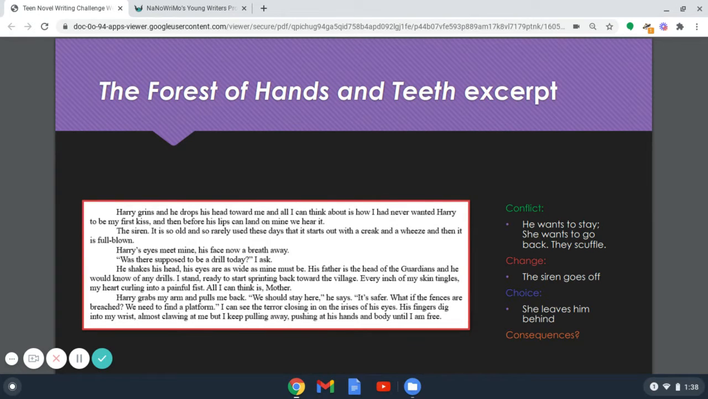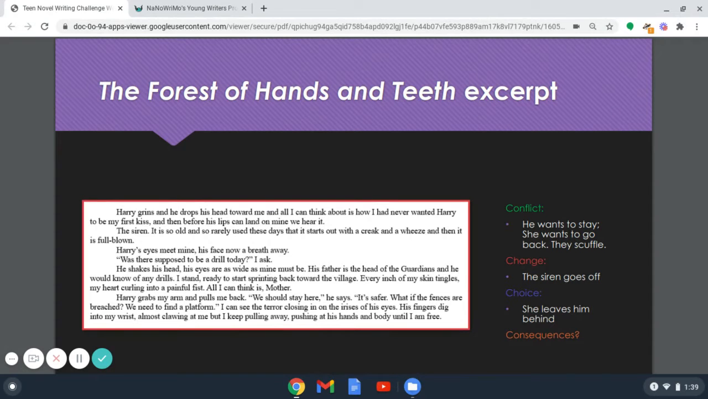The change in that scene is definitely the siren going off. So at first there's this kind of quasi, unsatisfying romantic moment. And then that siren goes off and everything changes. They're not thinking about the fact that they almost kissed anymore. That doesn't matter. Now they're thinking danger, and so they have to respond to that, and they make choices. She makes the choice to leave him behind. He can go for safety if he wants to, but she has something else she has to deal with, and that's the choice she makes.